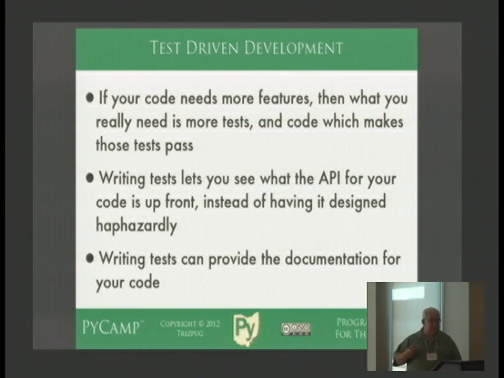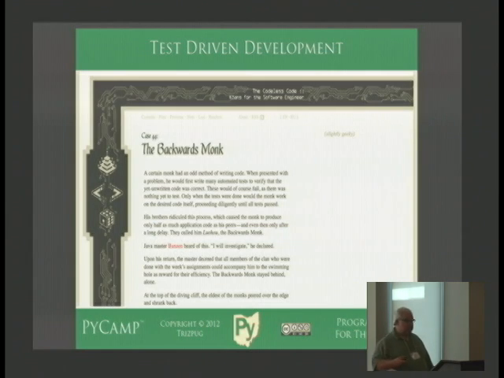So if your code needs more features, then what you really need is more tests. You add more doctests, and you make code which makes those tests pass. When you write those tests, you can see with doctest, because you put things in there as at a Python prompt, what the API for your code is, and you can document it in your doctest. And because Python has all kinds of documentation tools, your test cases, your doctests, go directly into your documentation for Sphinx that gets uploaded to Read the Docs. And so writing tests can provide the documentation for your code. It might not provide all the documentation, but it can provide some pretty good documentation that you probably won't have to write as much of.